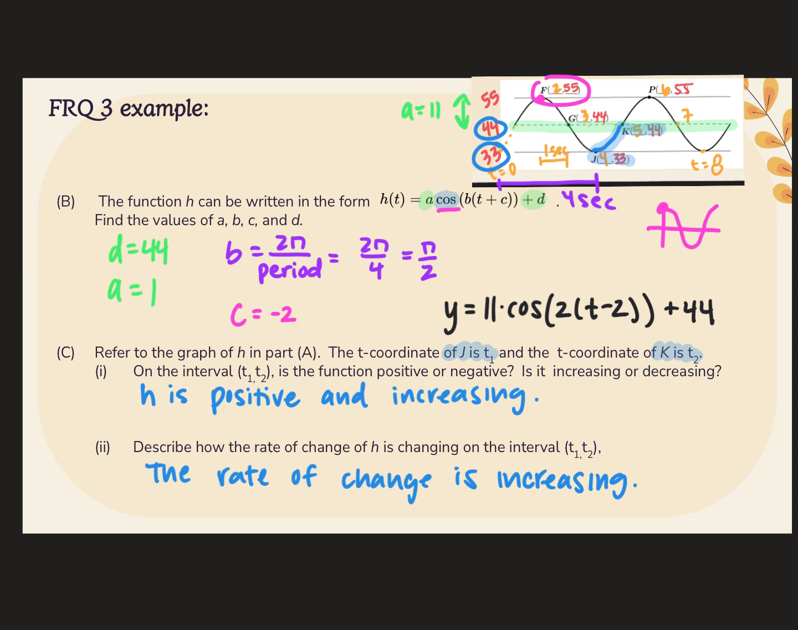Now notice here it doesn't say explain how you know or justify your answer. So in this case, I would just leave my answer like this. I would stop it. If it did say explain how you know or justify your answer, I would add in a statement saying that I know this because the graph of the function on that interval is concave up.